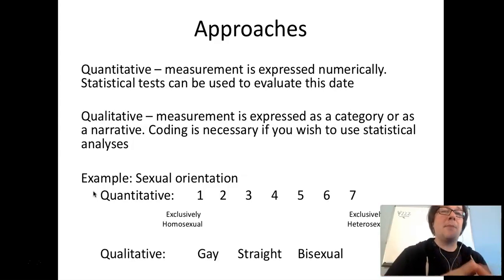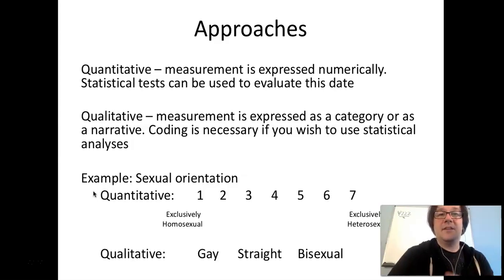This is usually what happens in psychological and behavioral research, because it allows us to use statistical tests to evaluate our data. It says here to evaluate this date. That's a typo. To evaluate the data. So when we have numbers, we can run stats on those numbers. Qualitative approaches to measurement are where measurement is expressed either as a category or as a narrative.